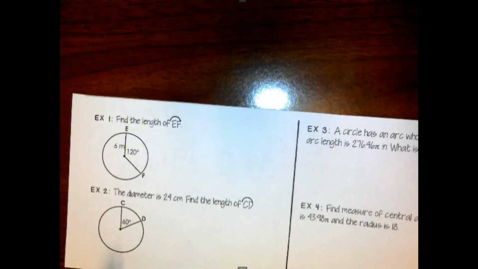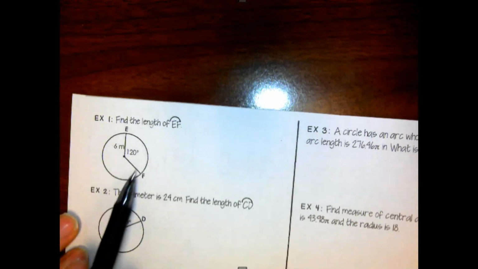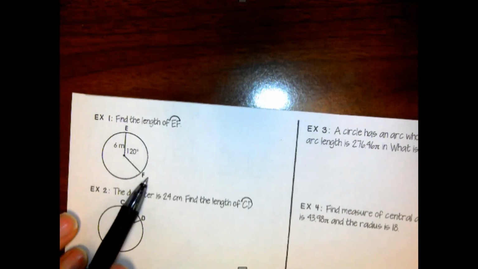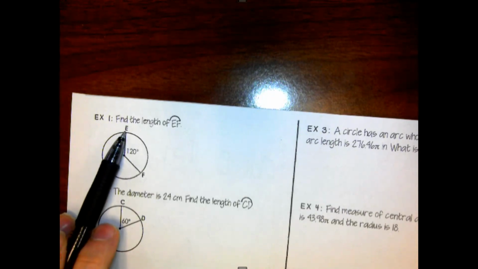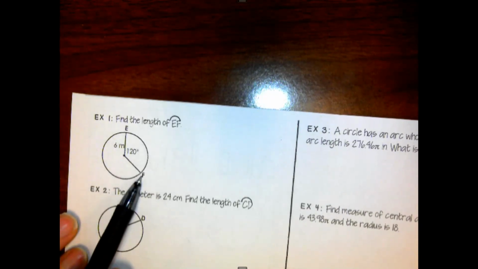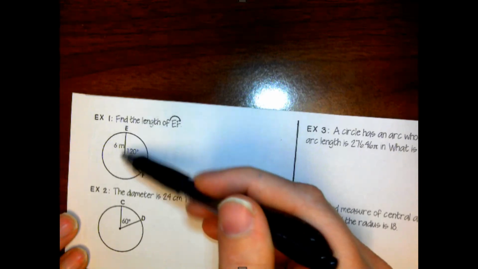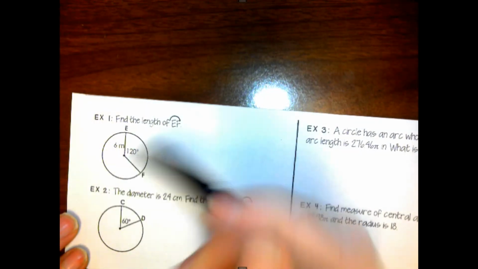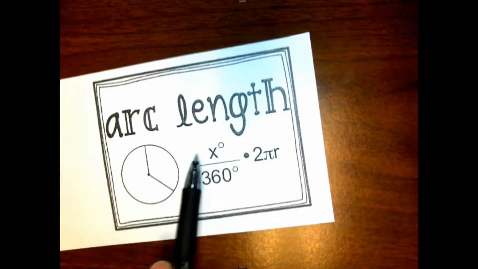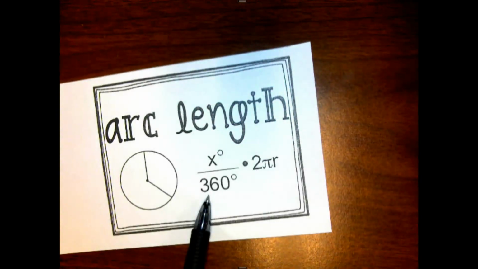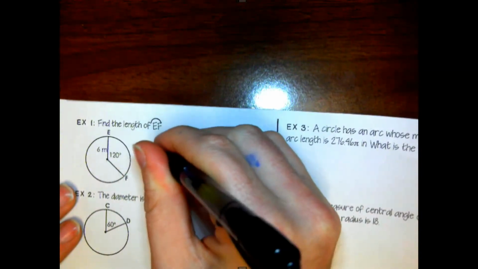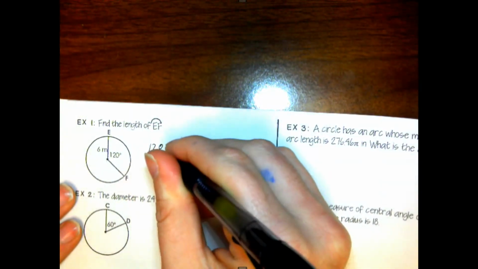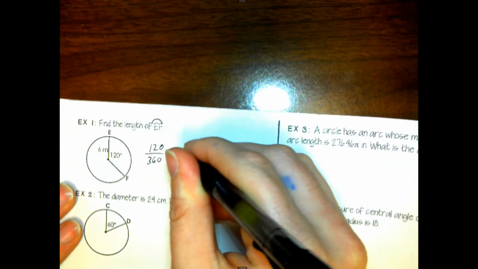So in this case, they want us to find the length of the arc EF, which is a minor arc. The central angle is 120 degrees, and they want us to tell how long it is, how far it is from E to F if you were walking around the outside of the circle. So what we know is that the radius of the circle is 6 meters. And remember, my equation is the number of degrees over 360 degrees times 2 times pi times the radius. So the number of degrees of this arc is 120. So 120 over 360 times 2 pi radius, which is 6.